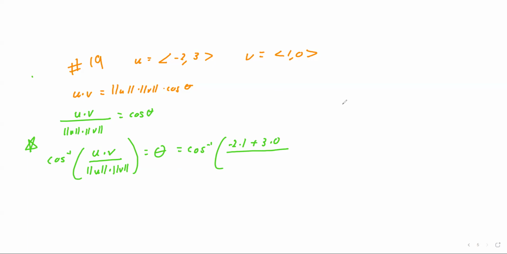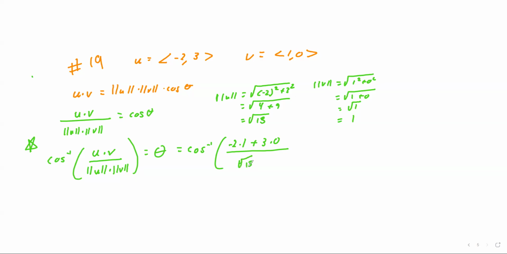Do the magnitude. So let's do some little side work here. The magnitude of u would be -2 squared plus 3 squared, so I give you 4 plus 9, so I give you 13. The magnitude of v will be 1 squared plus 0 squared, which gives you 1 plus 0, which gives you 1. Square root of 1 is just 1. So this would now become square root of 13 times 1.